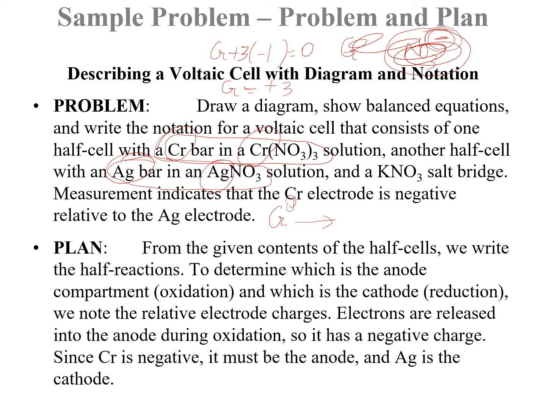So what's happening here is Cr, which is 0, is getting converted to the Cr ion, which is plus 3. I don't know if it's going in this direction or in reverse. We'll figure that out based on our chart. The next thing I need is between silver and silver nitrate.